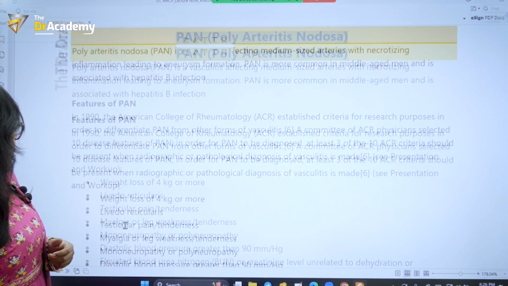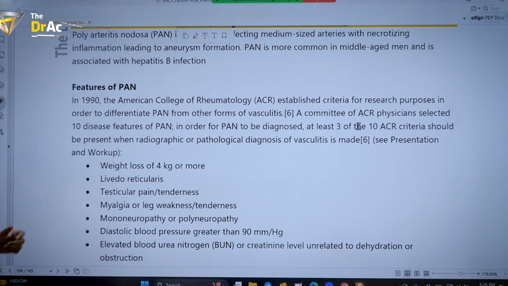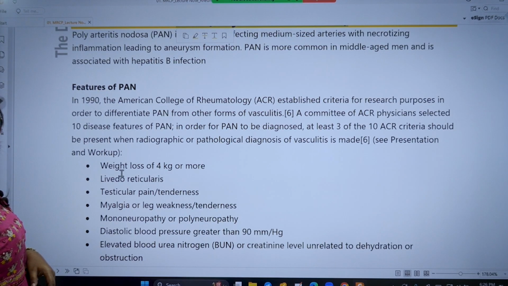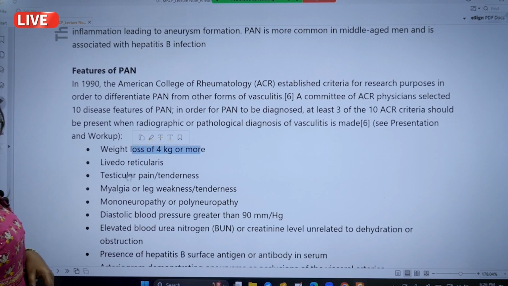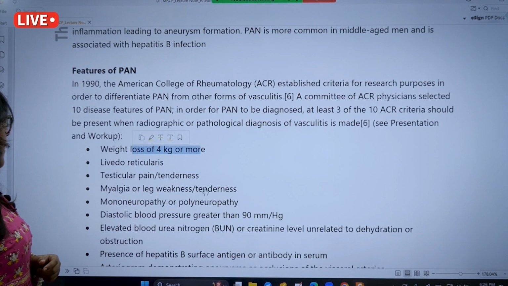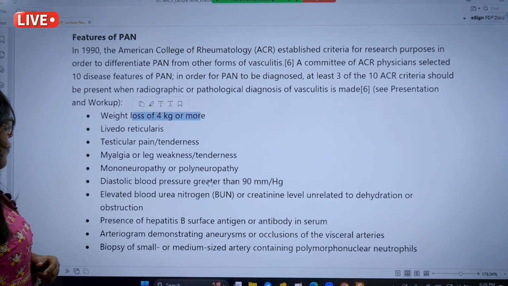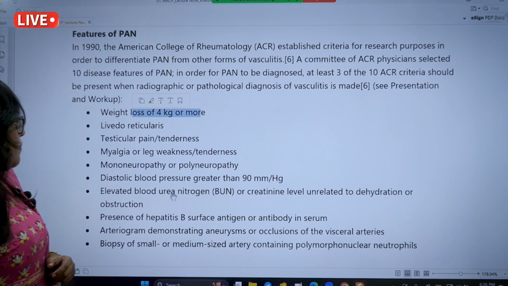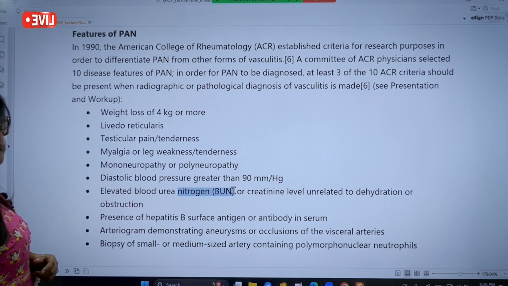At least 3 of the 10 ACR criteria should be met when a radiographic or pathological diagnosis of vasculitis is made. So what are these features? Weight loss of 4 kg or more, livedo reticularis, testicular pain or tenderness, myalgia or leg weakness or tenderness, mononeuropathy or polyneuropathy, diastolic blood pressure greater than 90 mmHg, so hypertension basically, and elevated blood urea nitrogen or creatinine level unrelated to dehydration or obstruction, so that is renal impairment.